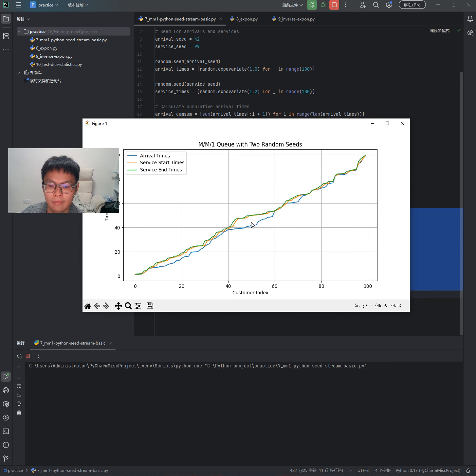We also observe some steeper steps in the blue line, which means more customers are arriving close together, increasing queue length. So this visualization confirms the queuing behavior we expect in an MM1 system with random arrival and service times.